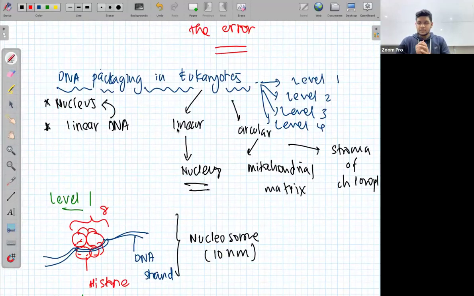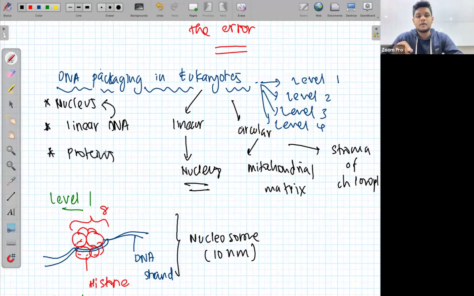DNA packaging in eukaryotes. Eukaryotic DNA packaging means containment of the genome in the nucleus of eukaryotes. It is associated with the linear type of DNA in eukaryotes. Eukaryotic DNA packaging takes place in four levels: level 1, level 2, level 3, level 4. Here also it takes place with the contribution of proteins. You agree with me, right?